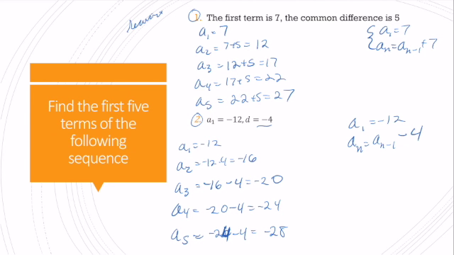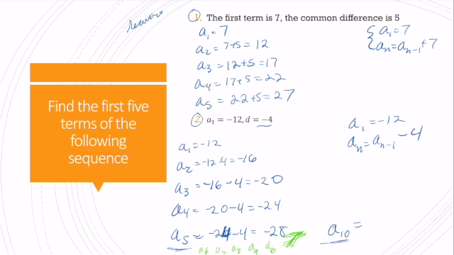Now, wouldn't it be nice if there was a shorter way to figure out, say, what if I wanted to know what my a sub 10 was in this case? What if I want to know the 10th term of the sequence? I don't want to have to go through and calculate a sub 6, a sub 7, a sub 8, a sub 9, a sub 10, right? That's a lot of math. So much math.